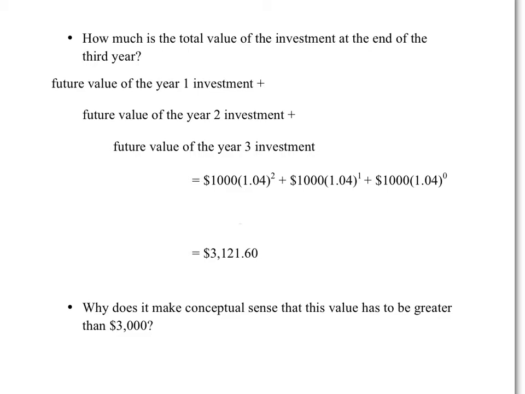But we can go on to ask, why does it make conceptual sense that this value has to be greater than $3,000? A way to think of it is that even if the interest rate were zero, we would still have these $1,000 contributions, three of them, contributing to the total amount at the end. So even if the interest rate were 0%, then we would have exactly $3,000 at the end. Since the interest rate is greater than 0%, there is some interest accumulating in addition to the $1,000 that came out of our pocket, and therefore it's something greater than $3,000 in the end. I mention this because this is a good check on the plausibility of your final answer. Whatever you get here should be somewhat more than $3,000.